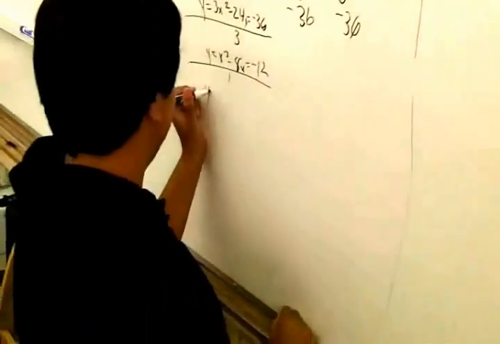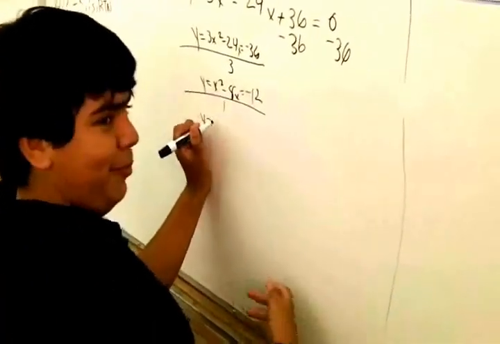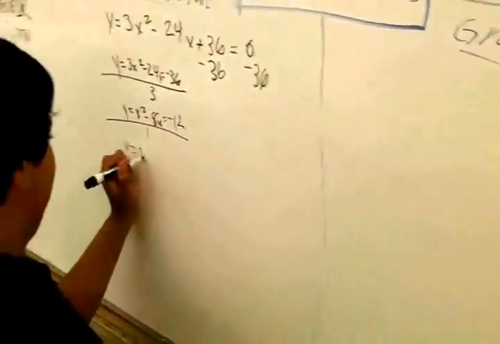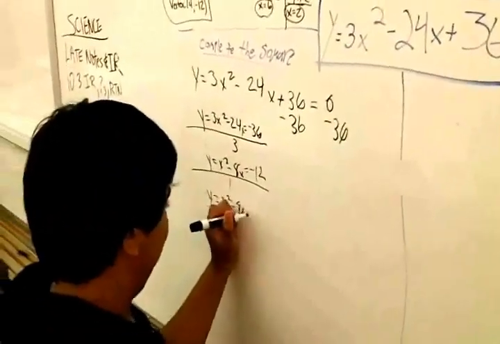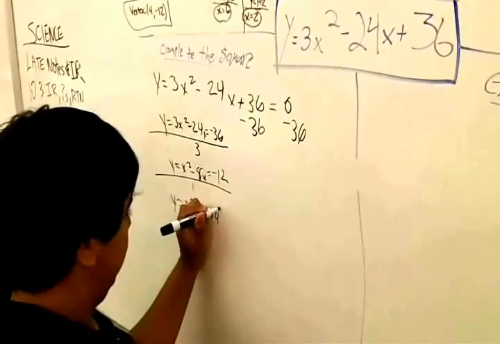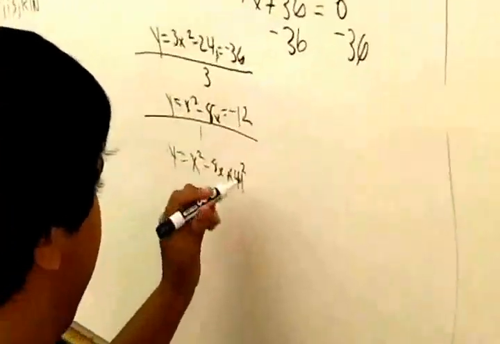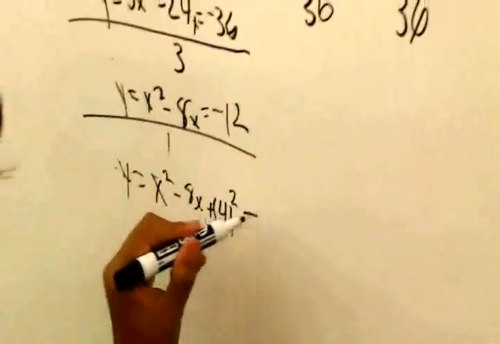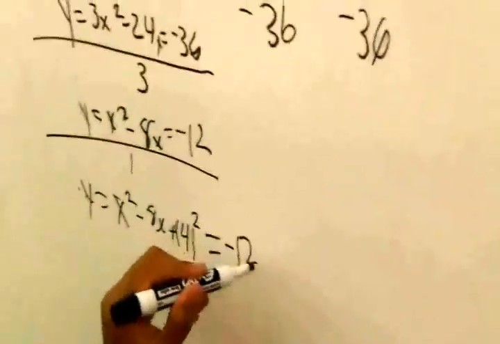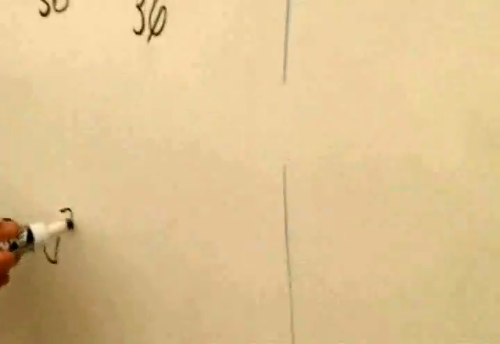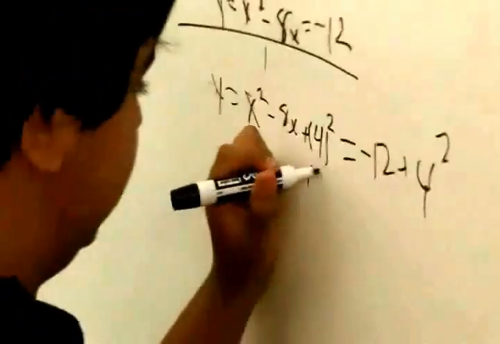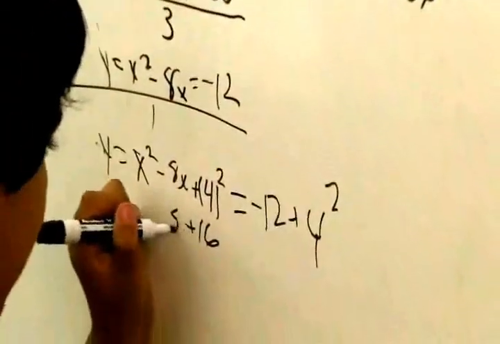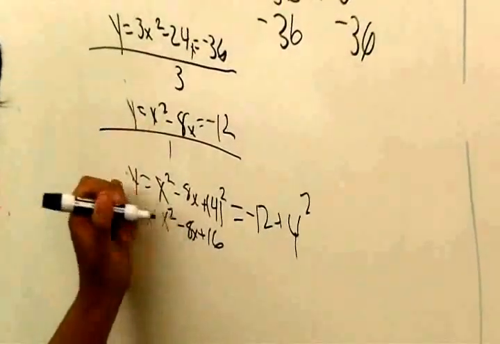Adrian, are you serious? I'm not doing the problem though. Just continue. You're almost done. Just keep going: x squared minus 8x plus 4 squared. That's right? I don't know. Negative 12 plus 4 squared, so there's 16, x squared minus 8x plus 16.